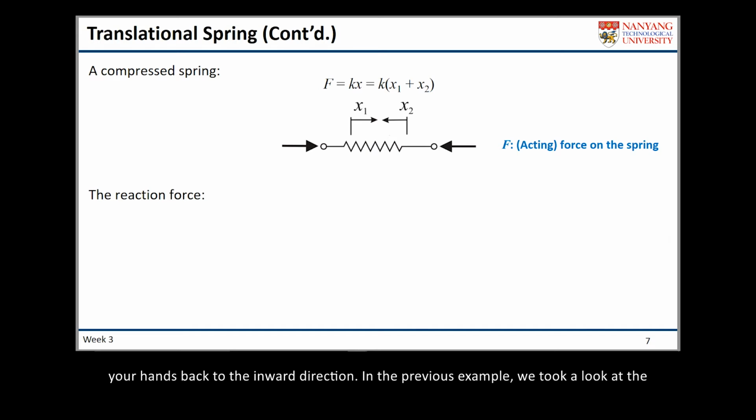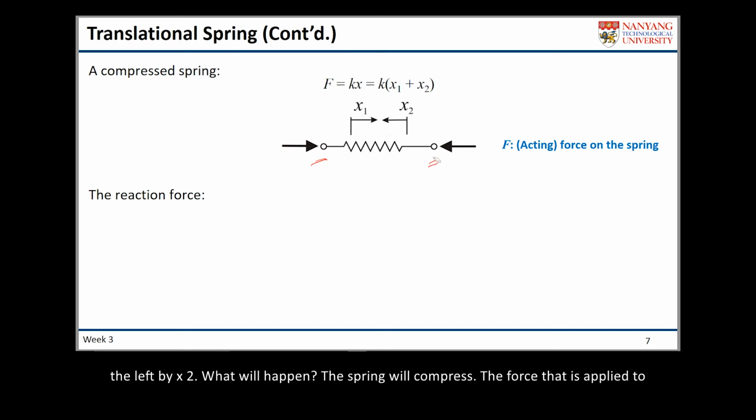In the previous examples, we took a look at the application of the translational spring when we stretch it. Now let's take a case when the spring is compressed. Say you have a spring, the left end of the spring is pushed to the right by x1, and the right end is pushed to the left by x2.